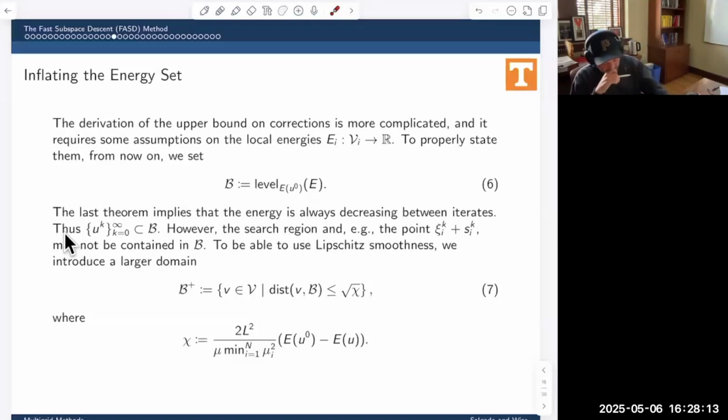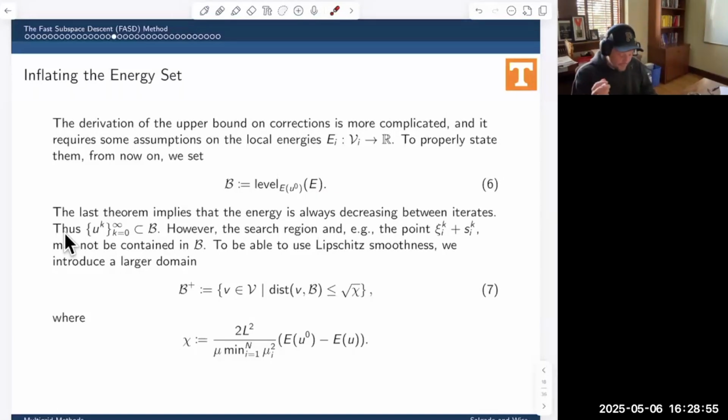Let's review a couple of notions. For my bounded energy set, I usually label that B, and that's the sublevel set of E starting at a value that I pick randomly to be my initial guess, U0. So I'm looking for all points in this basin, essentially, this convex set where E is less than E0. And that turns out to be a nice, beautiful convex set because E itself is convex. So that's great.